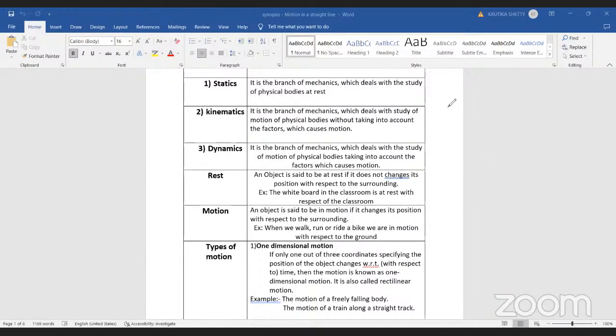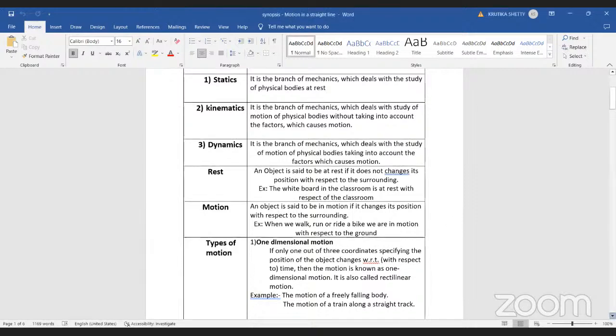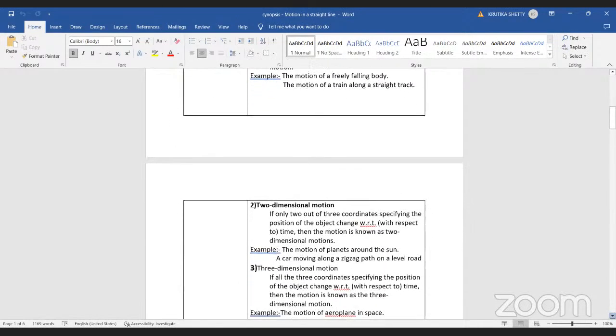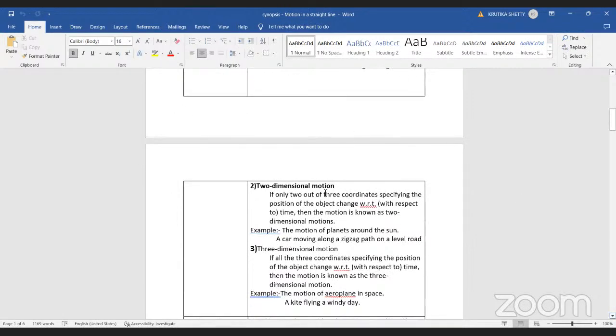After one dimensional, obviously the next one will be two dimensional motion, and then three dimensional motion. If there are two axes, we can describe it in two axes. That is, if only two out of the three coordinates specifying the position of the object change with respect to time, then the motion is known as what? Two dimensional motion. The examples for two dimensional motion are the motion of planets around the sun, and a car moving along a zigzag path on a level road.